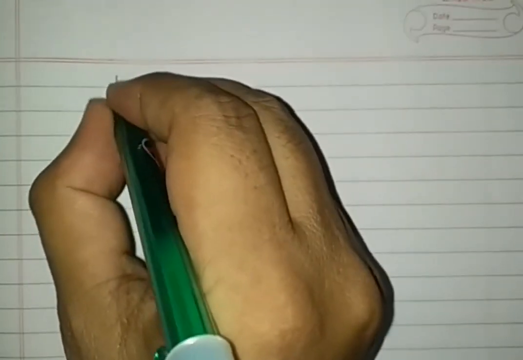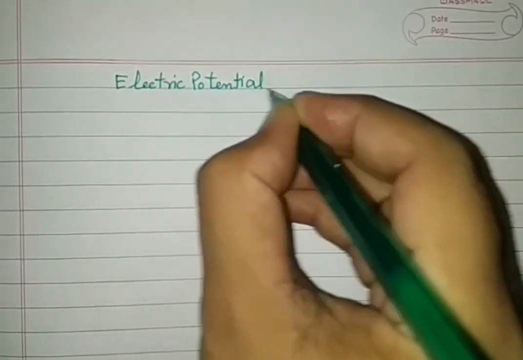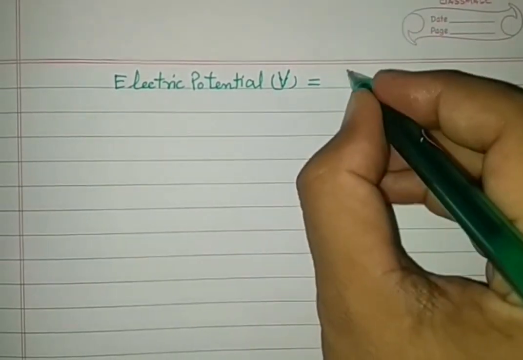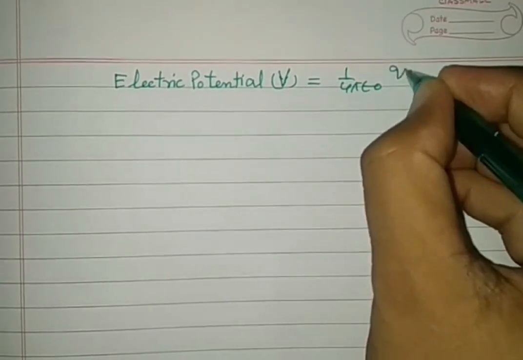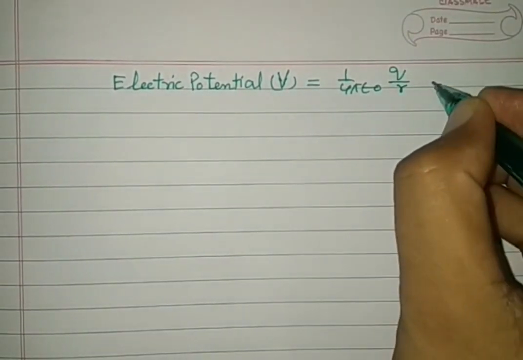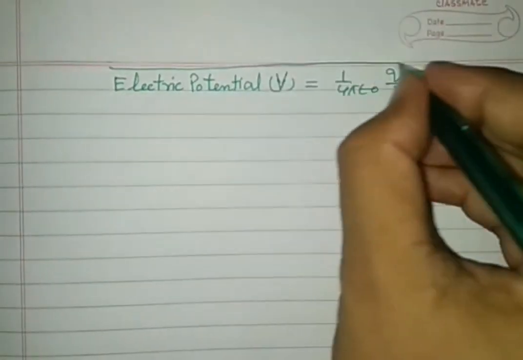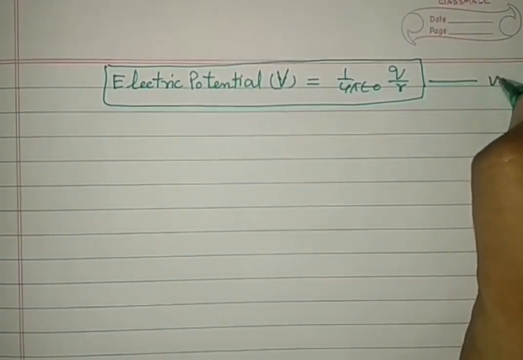Now see on the next page. Electric potential V is equal to 1/4 pi epsilon 0 q0 by r, divided by q0. The q0 cancels with q0. It is given by this formula, q by r. This is equation number 5.